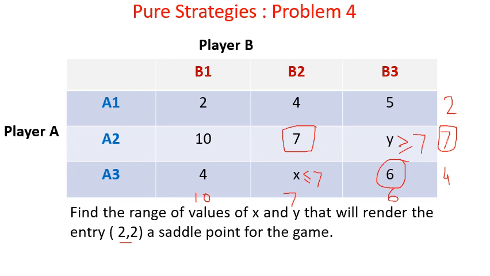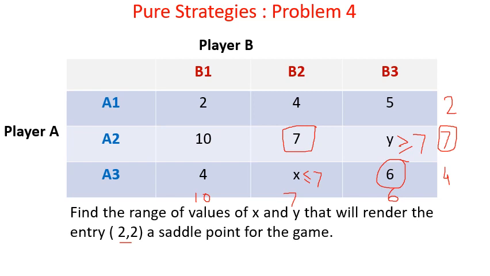It's very clear looking at the table. The value of x should be less than or equal to 7 and the value of y should be greater than or equal to 7. Any doubts? You can just look at this particular problem now. If you have any doubt now, just again think about it. Just work it out yourself.